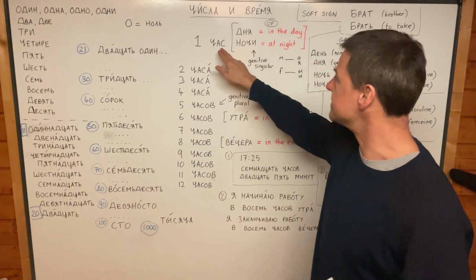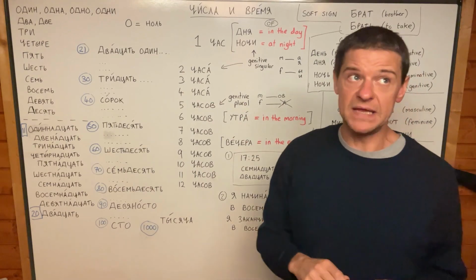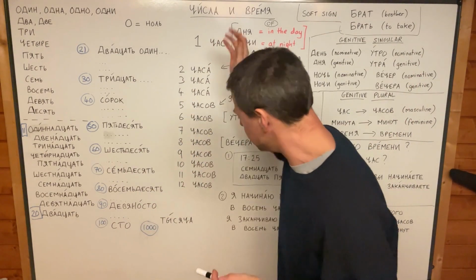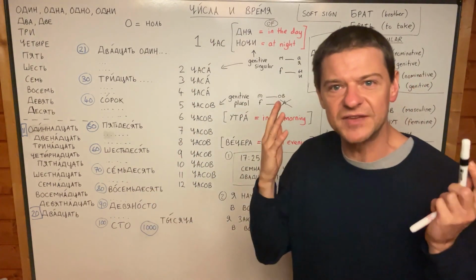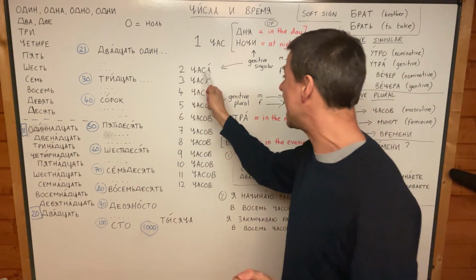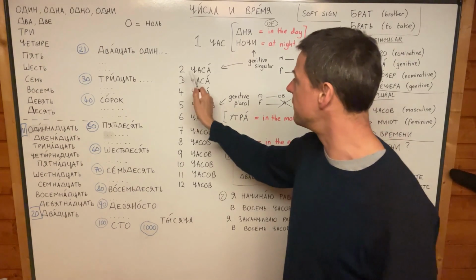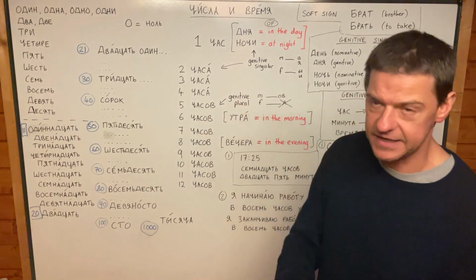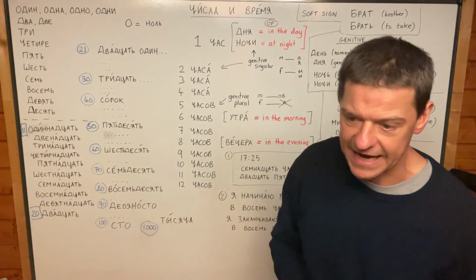And I want to make it clear that this word, chas, means a clock when you're dealing with what time it is, but it also means hour, okay? So that might mean 2 o'clock, or it might mean 2 hours. It might mean 3 o'clock, or it might mean 3 hours, okay? So this word chas, it means hour.